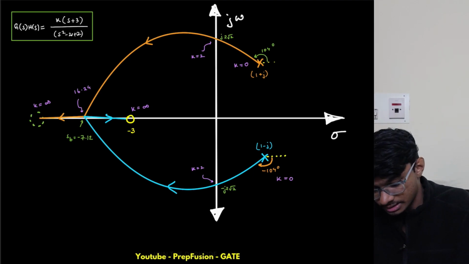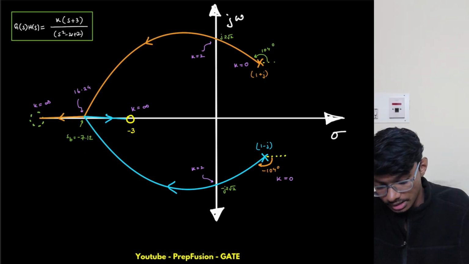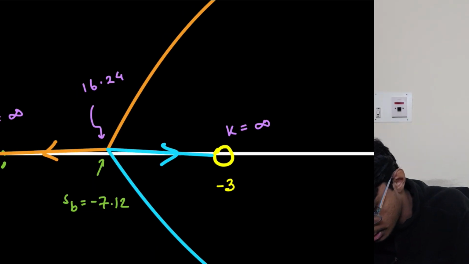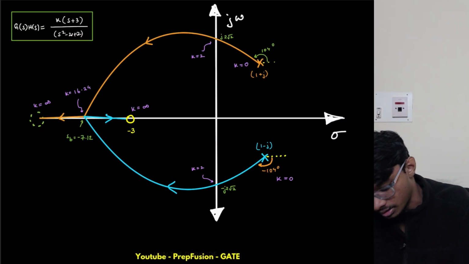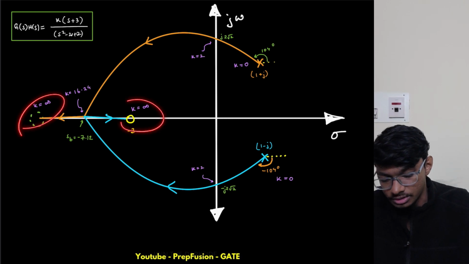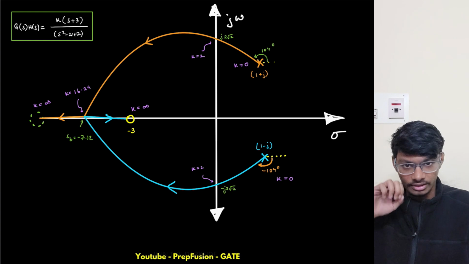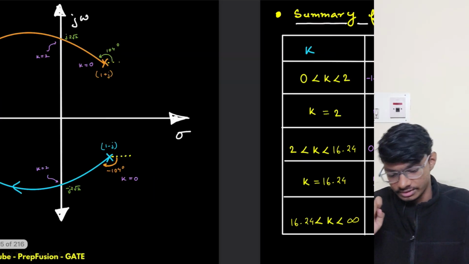So yeah, this is basically the thing. And here I have a break-in point, and the value of k at that break-in point is 16.24, okay, and they are terminating at the virtual points. You can draw this very fast also, but obviously we are learning right now, that's why I'm drawing it slow. In the next lecture we'll draw it very fast.